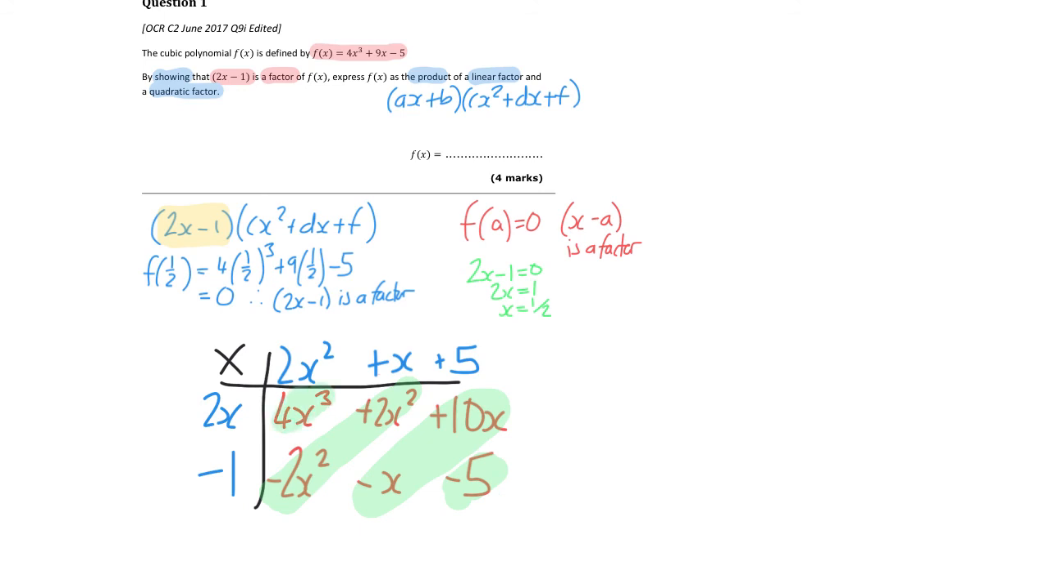So it wanted me to express it as a product. Here's where I need my key knowledge: to translate the word product into maths, product means times. So therefore, I can write my f of x as 2x minus 1 times 2x squared plus x plus 5.